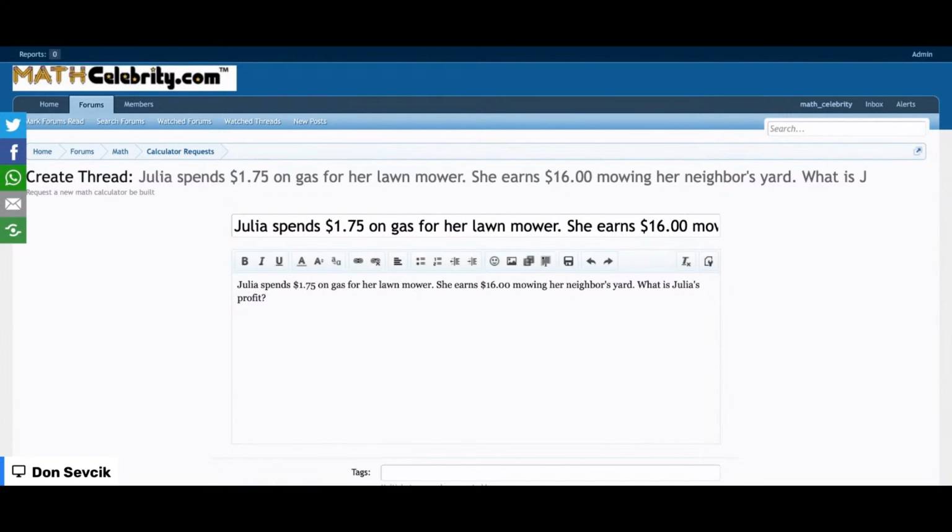Julia spends $1.75 on gas for her lawnmower. She earns $16 mowing her neighbor's yard. What is Julia's profit? Profit equals revenue minus cost. Profit equals $16 minus $1.75. Profit equals $14.25.